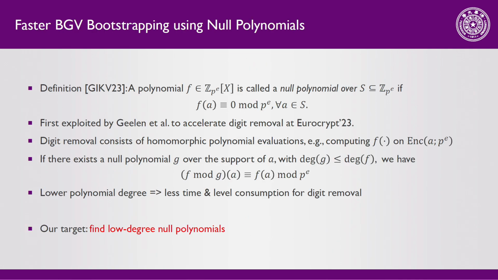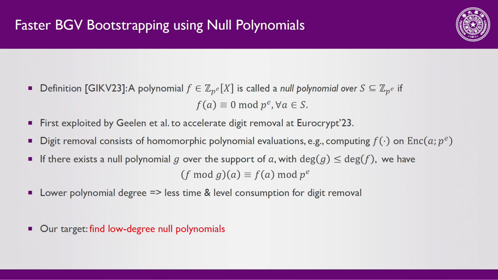And our idea is to accelerate BGV bootstrapping with null polynomials. First, we introduce the definition from GITV23 of a null polynomial. A polynomial f in Z_p[X] is called a null polynomial over some subset S of Z_p^e if for every point in S it evaluates to 0. And this notion was first exploited by Heelan et al. at Eurocrypt 23 to accelerate digit removal.